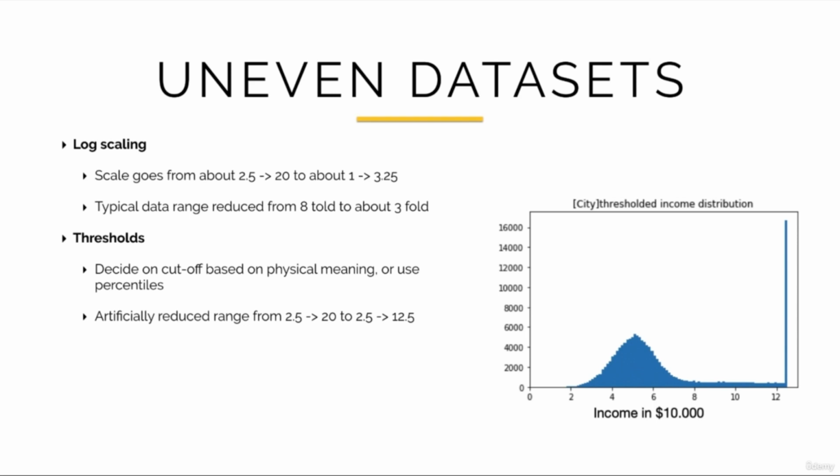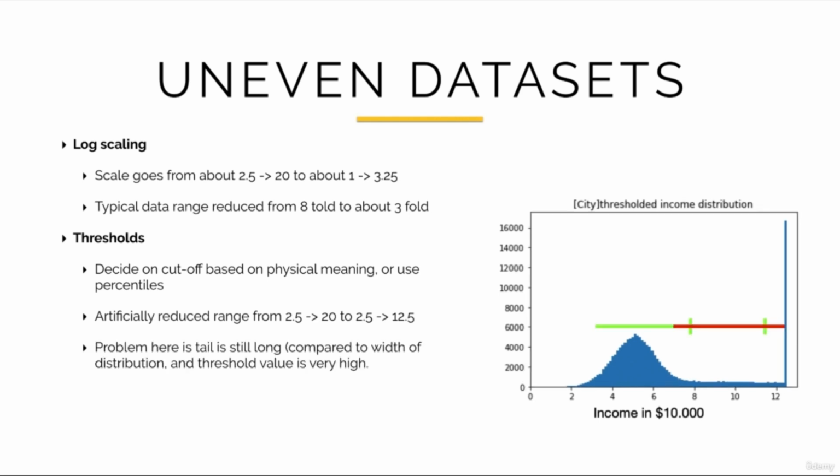Like, let's say our project is seeing what types of people can afford what houses, and we say, well, anyone who's earning 125K or above can basically afford all of the houses that we're looking at, and there's no real difference between them anymore because that extra income doesn't make a difference to our project. And so we can say, okay, we're going to take a hard threshold here, which is based on the physical meaning of why exactly we chose 125K, because we decided at this point it just doesn't make a difference anymore. And so in this way, we're also reducing our range from 2.5 to 20 down to 2.5 to 12.5. So we're not having as big of a reduction as we do in the log case, but it's still a good reduction.